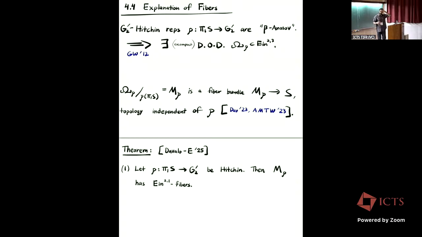Okay, so the first thing, actually at the very beginning of my project, I told you the story completely backwards in the talk. The first thing that Colin and I proved is that if you take a Hitchin representation, then the fiber of the geometric structure is Einstein 2-1, which is the same fiber that we used. So what that told us is that out there, somewhere in the world, is some 5-manifold with Einstein 2-1 fibers, and it carries the fiber geometric structure we're after.